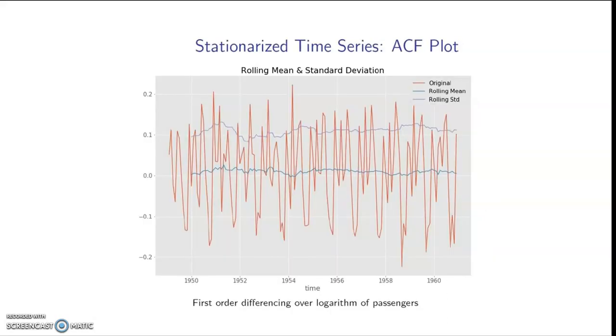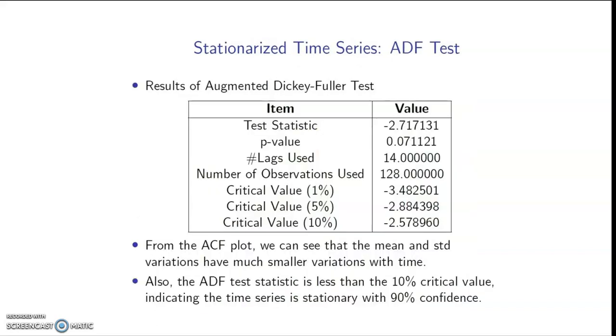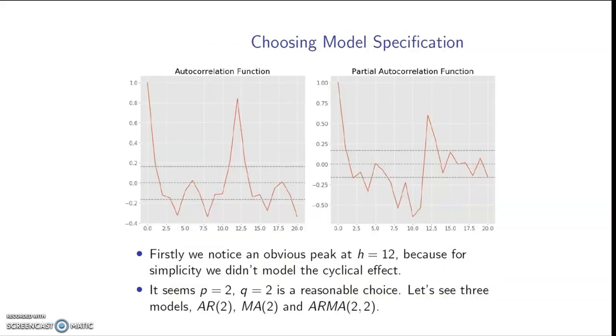And this is the standardized time series autocorrelation function plot, and we have the rolling mean and standard deviation function and the original series. And this is first order differencing over logarithms of passengers. And this is also again the results of the augmented Dickey-Fuller test. From the ACF plot we can see that the mean and standard deviations have much smaller variation with time. Also the augmented Dickey-Fuller test statistic is less than the 10% critical value, which indicates that the time series is stationary with 90% confidence level.